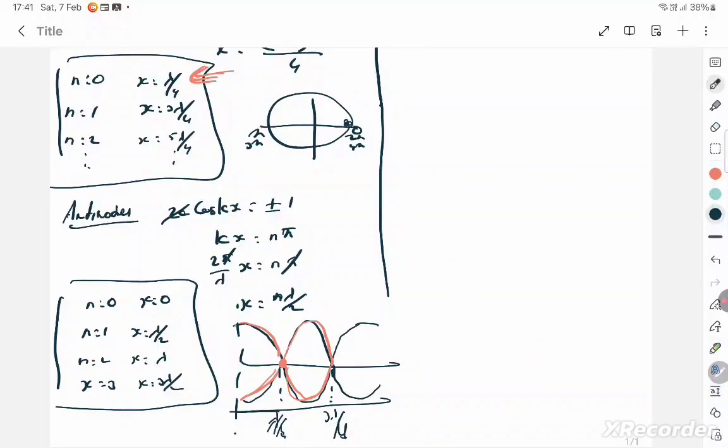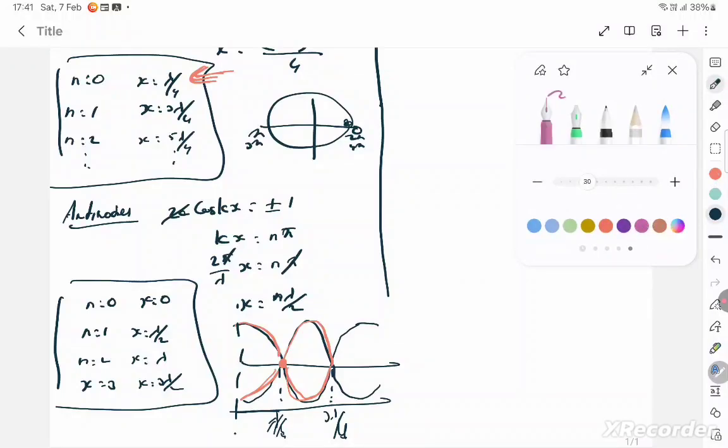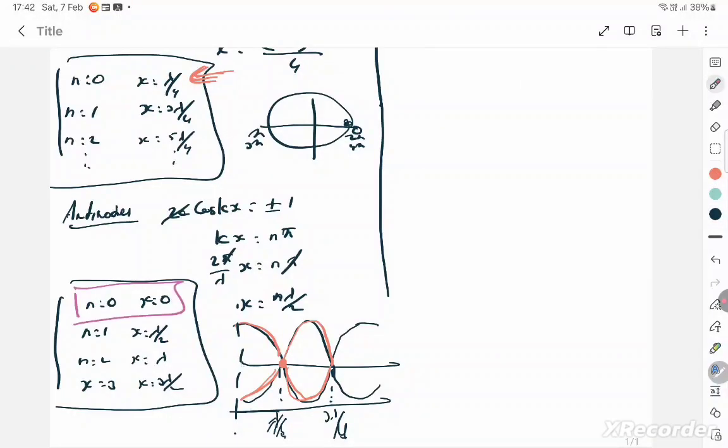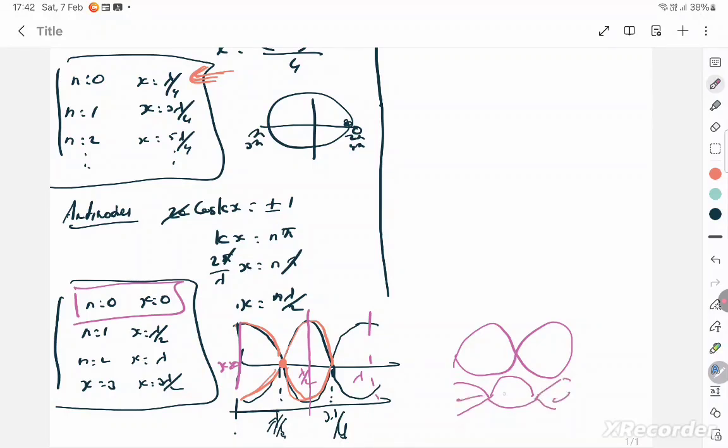Let's talk about the antinodes. The first antinode occurs at x is equal to 0. Then the next antinode occurs at x is equal to lambda by 2. Can you see? This will be lambda by 2, and this will be lambda, one full wavelength. This is one full wave: one full, another half, and this half and this half make one full wavelength. I hope you get it.